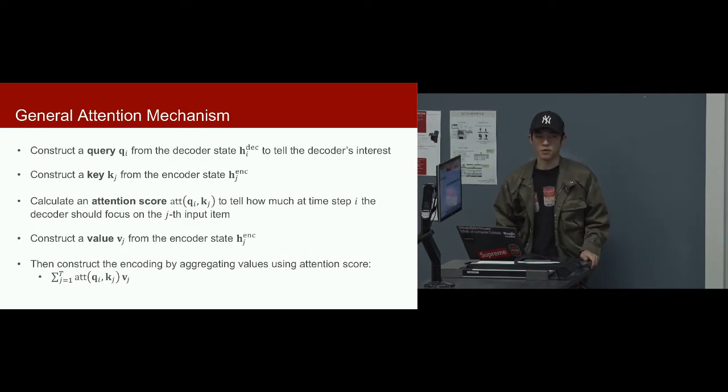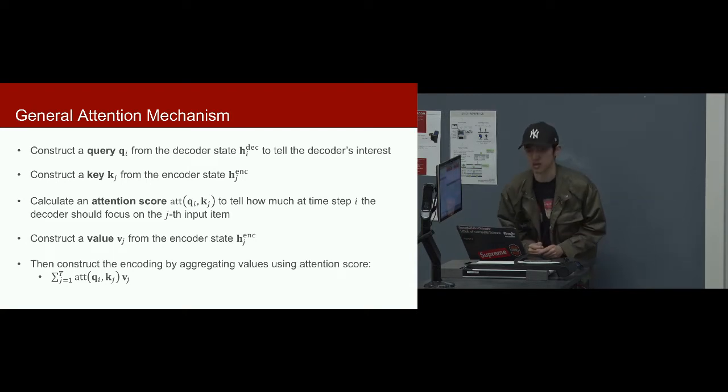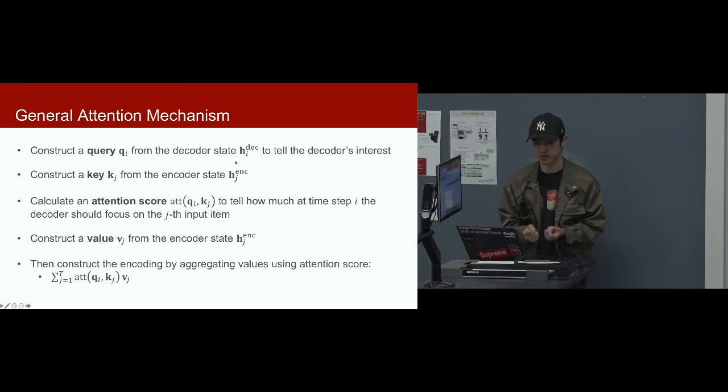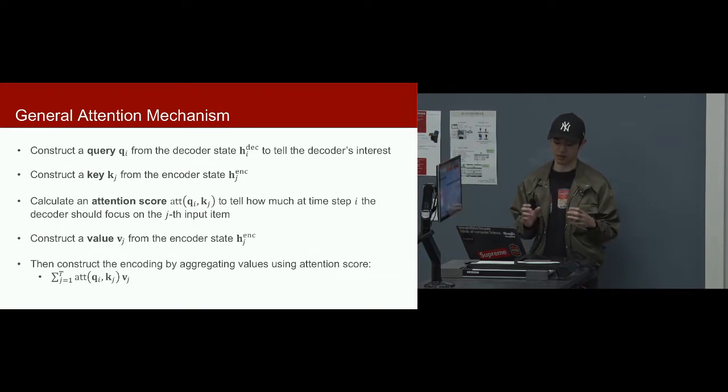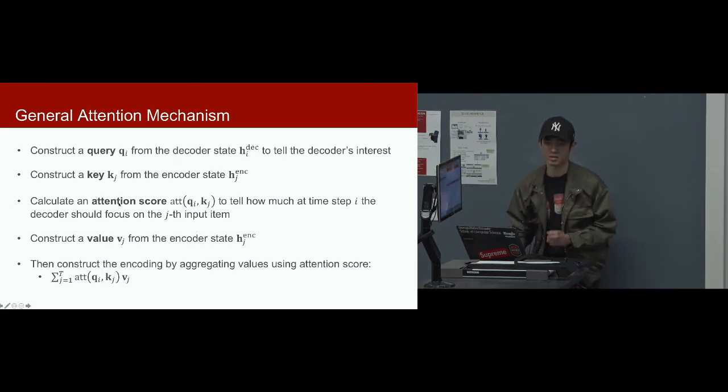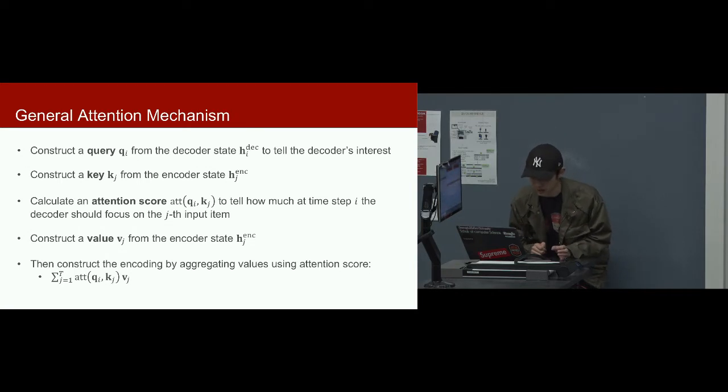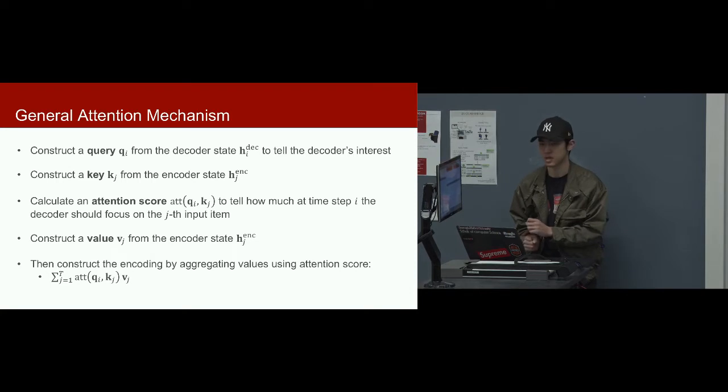Say at each time step, we want to construct an input encoding for the decoder in order to make a decision. Let's construct a query from the decoder, say from the hidden state of the decoder at this time step i, and this query reflects more or less the decoder's interest at this time step. We also want to consider the encoder hidden states and construct a key j for each time step j in the encoder hidden states. This key is matched against the decoder's interest query to see its response to that specific interest. So we consider an attention score from this query and key, representing, at time step i, how much the decoder should focus on the input sequence at time step j.